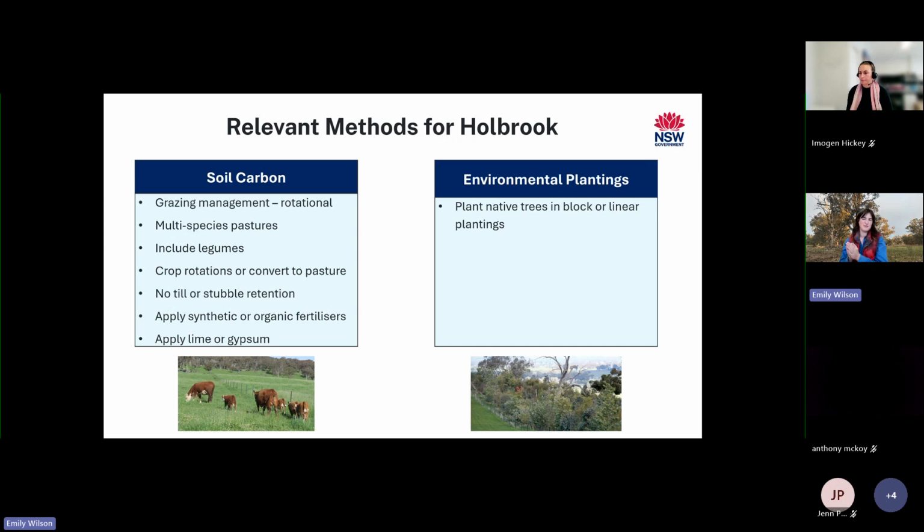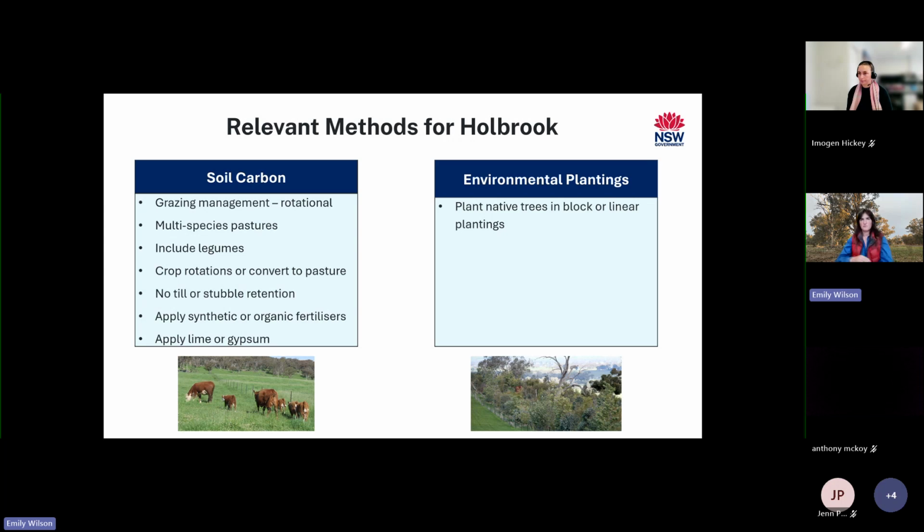So for environmental plantings projects, that's pretty simple. Your activity is planting trees. So you're planting native trees where there weren't trees before. It can be in a block formation, linear plantings like shelter belts. You can plant out your back paddock however you want.